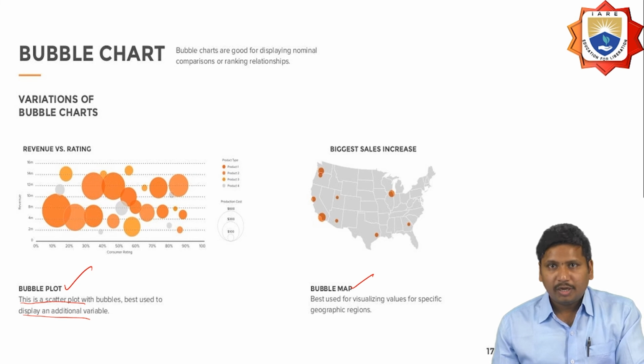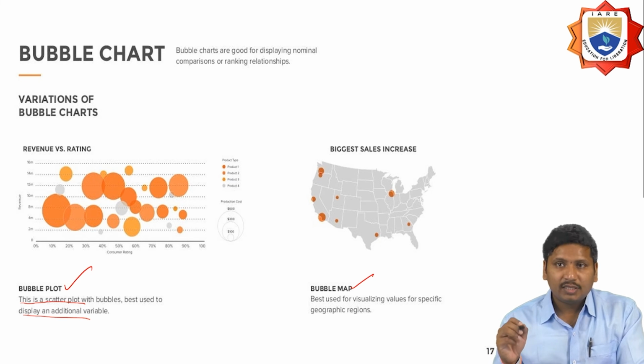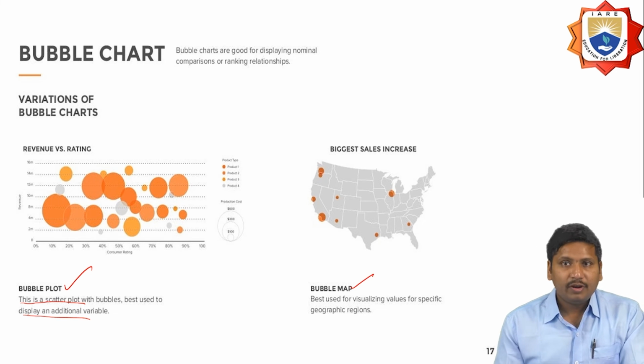Suppose an application has a large number of variables. If I try to show these many variables in a single dot of different colors, it is not good. So I can represent them in the form of bubbles so that the different variables are shown in this application.